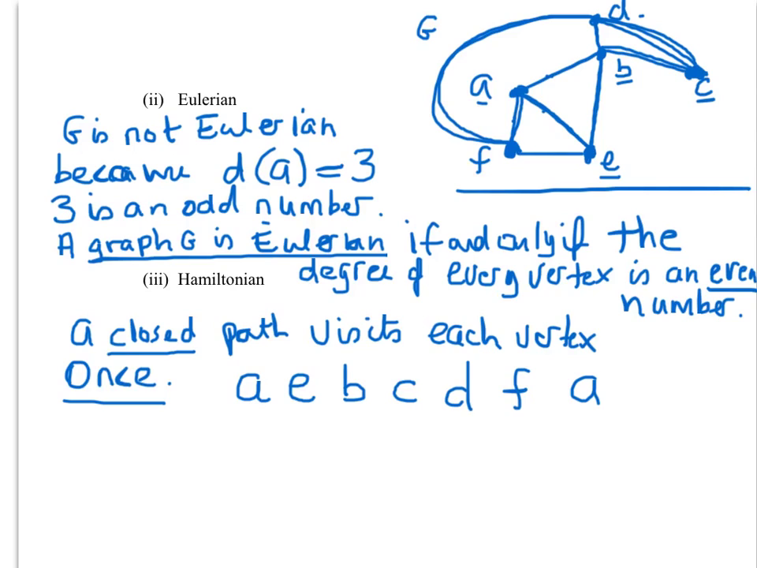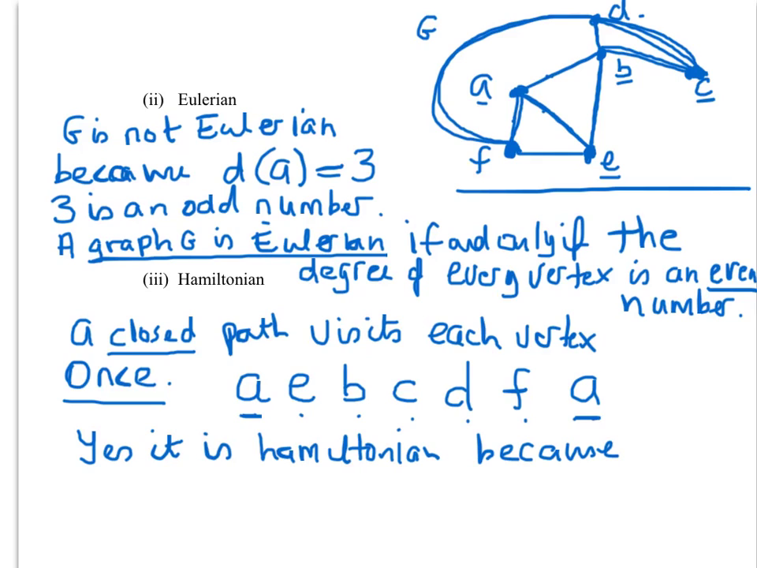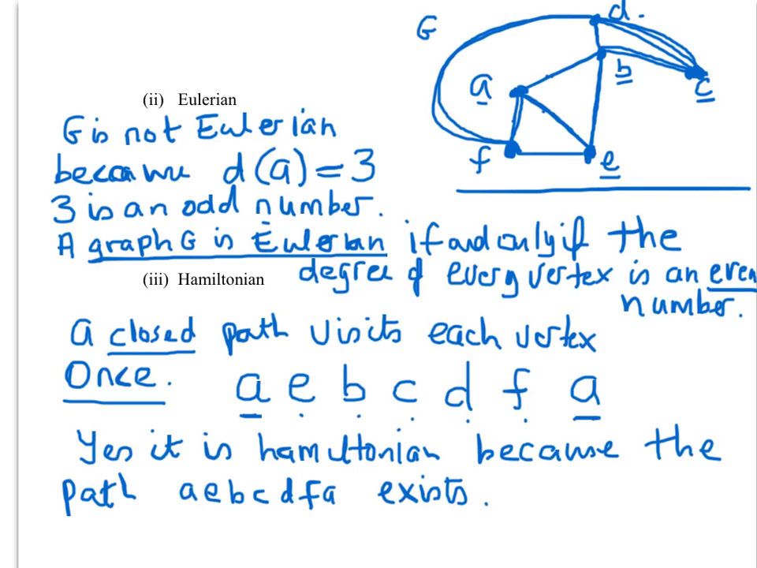So it has been possible to do. I started at A and I finished at A, so that's my closed path. And in between, I have visited each vertex only once. So I was able to find that closed path. So the answer is yes, it is Hamiltonian, because the path A, E, B, C, D, F, A exists. And that's the answer to that question.